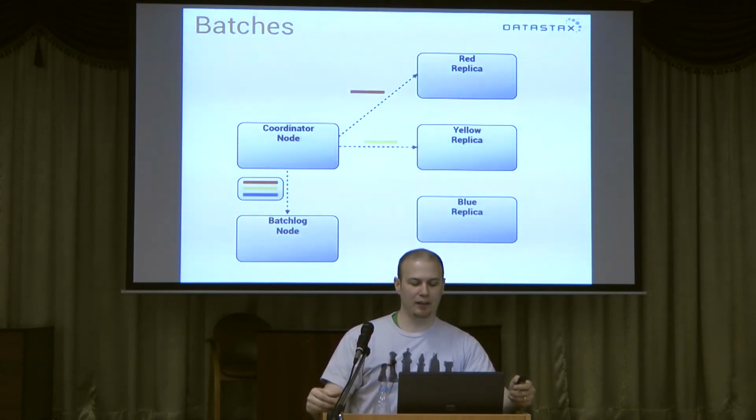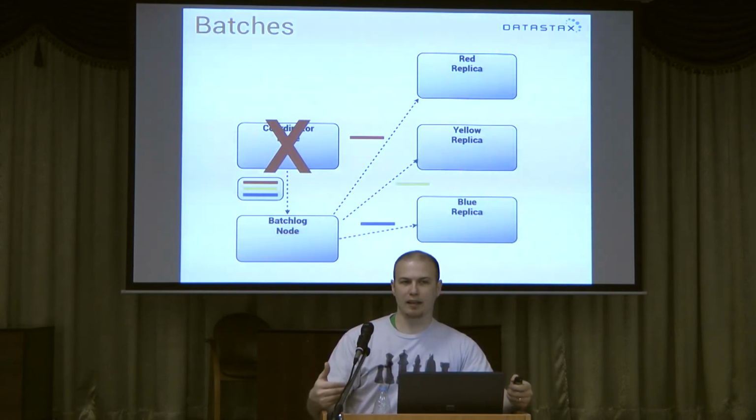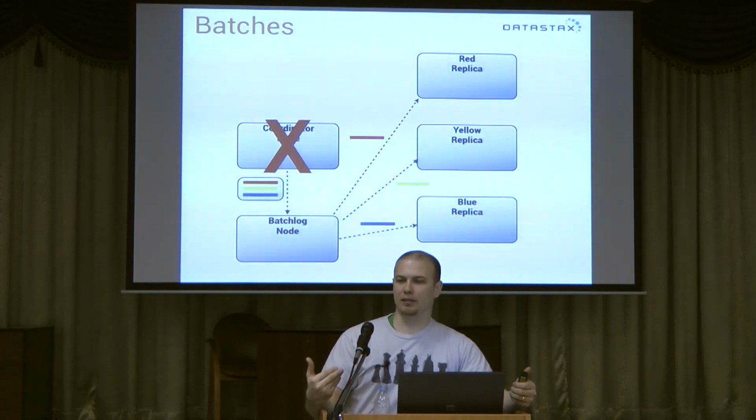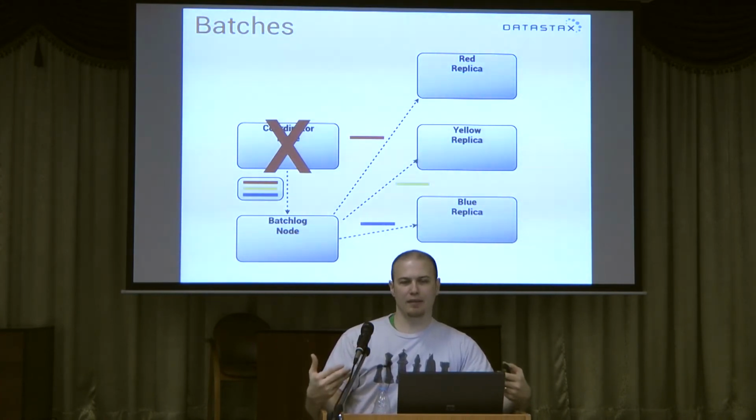But if there is a failure, then the batch log will take over. The batch log doesn't know which ones were applied successfully, so it will actually send out each row in the batch again, just to be safe. This is fine because individual updates in Cassandra are idempotent. I can apply them multiple times safely. But any rows that weren't written the first time will now be written by the batch log node.